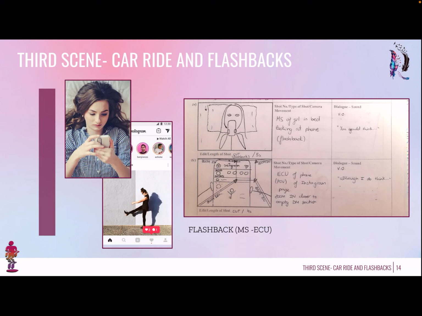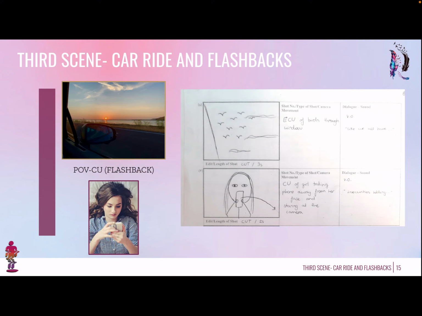The voiceover is going to be talking about her issues, her insecurities, and then this is going to cut to a point of view shot of her Instagram account, an extreme close-up of the phone. And what I really want the camera to focus on is the fact that she has got no notifications, so that's why there's going to be a push in or zoom in to the empty DM section, so as to symbolize this is why she's insecure.